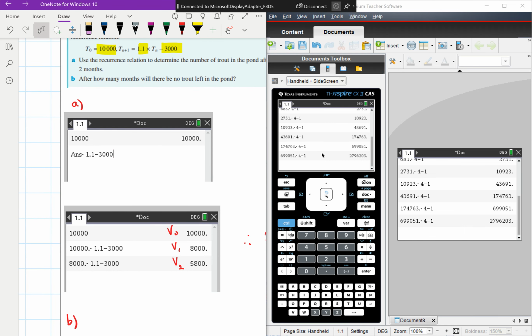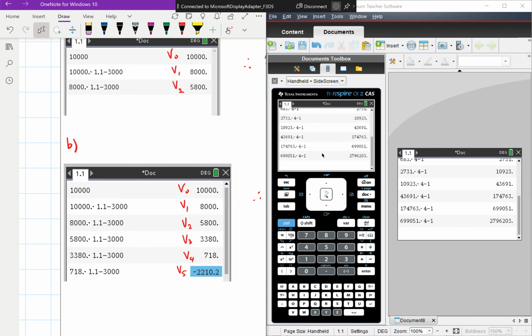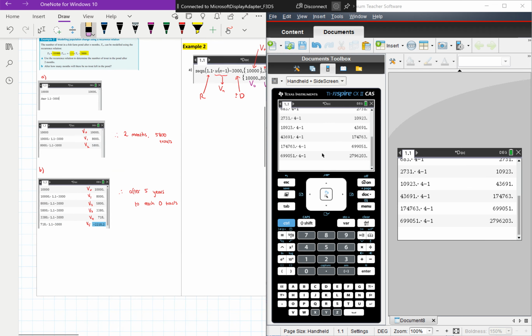After how many months will there be no trout left in the pond? Well, you keep pressing enter until you get down to 0. In my case here, it was a negative answer, so I know it's after 5 months. Okay, so after 5 months, that's when it gets down to 0. Okay, so that's what 9A is. Very simple, it's just working with the recurrence formula. How do you read the starting point? How do you read the pattern? How do you do it on your CAS? And it's just a recurrence, addition, subtraction, multiplication. Okay? All right, so 9A down.